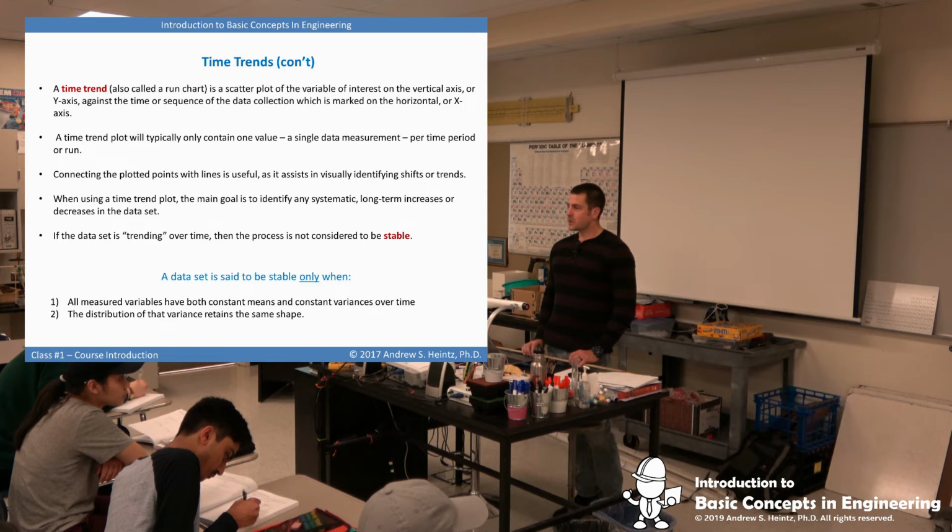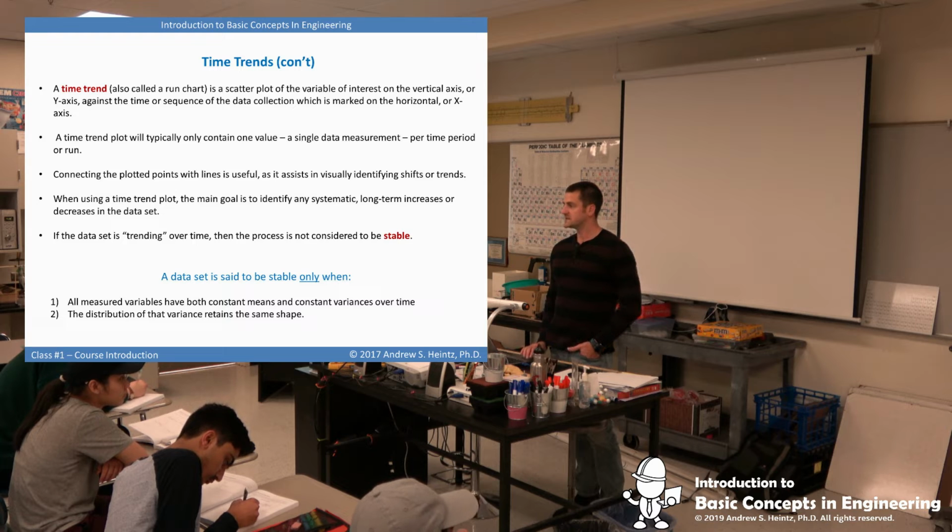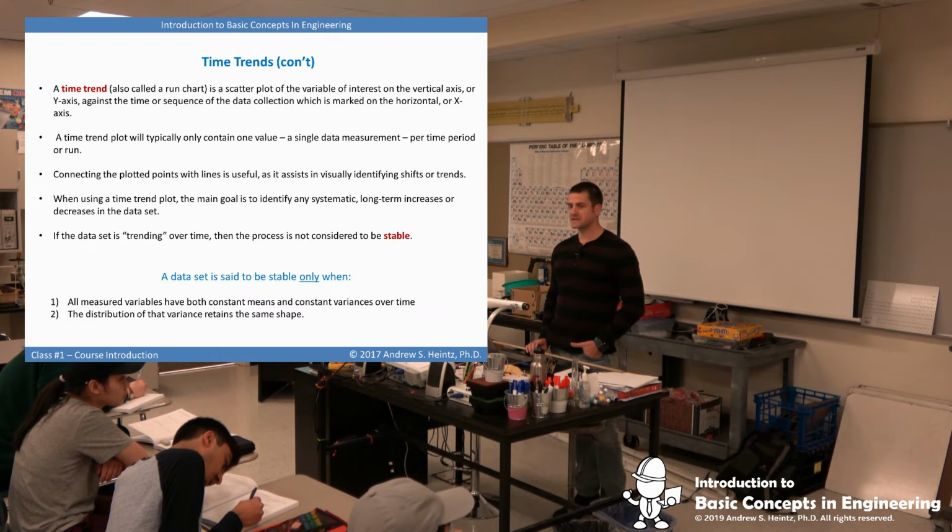The reason that it's important to look at the time trend is to look for stability. What we want is a process that's stable over time. What do I mean by stable?